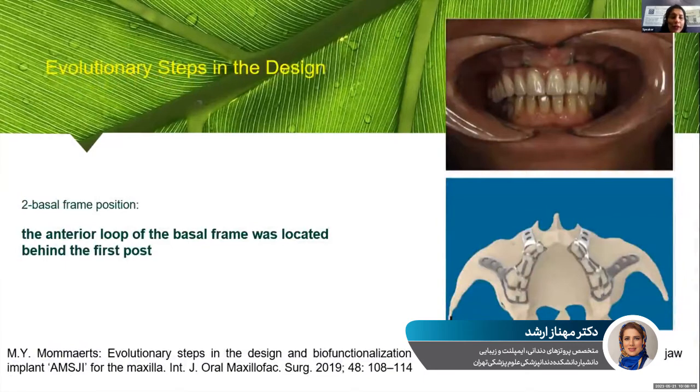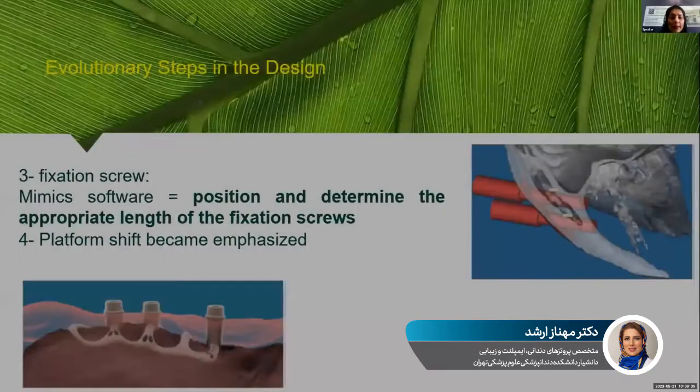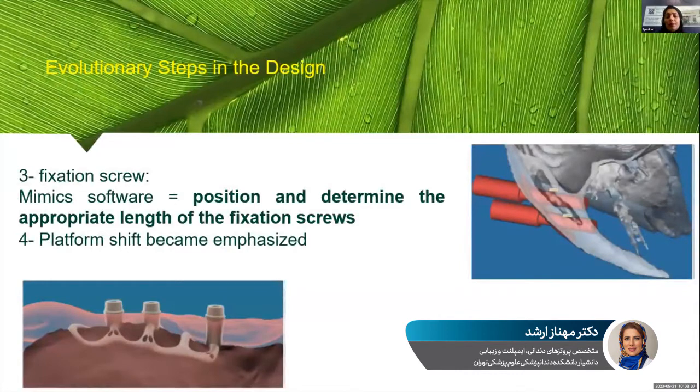And the base of the framework design is up to the bone. It consists of loops, because if you want to separate one segment of the subperiosteal implant, it's easier that you can separate it. And there is some special place where the surgeon can screw the subperiosteal implant into the bone.